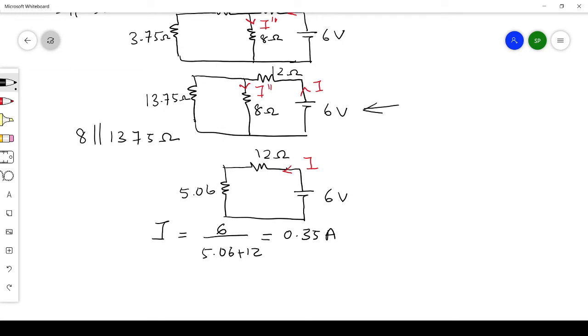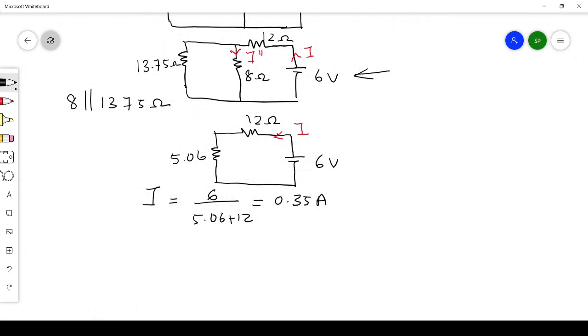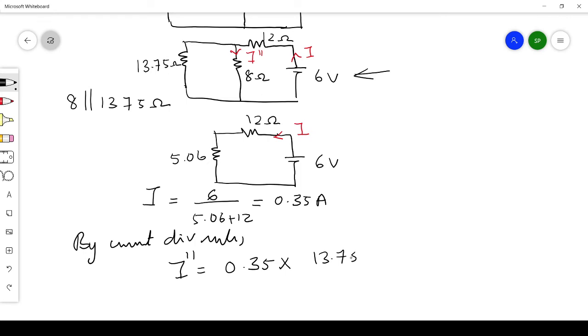See this diagram. We have the total current I. We are supposed to find I double dash. Okay, so that is the current through 8 ohm. So by current division rule, we will be getting I double dash. This I double dash is equal to the total current into the resistance of the other branch. What is the resistance of the other branch? It is 13.75 divided by the total resistance, that is 13.75 plus 8. So that you will be getting it as 0.22 amperes.